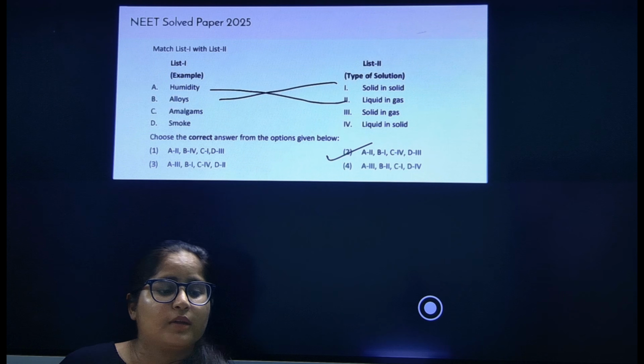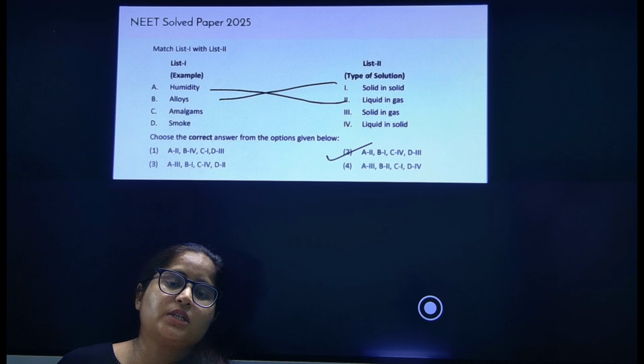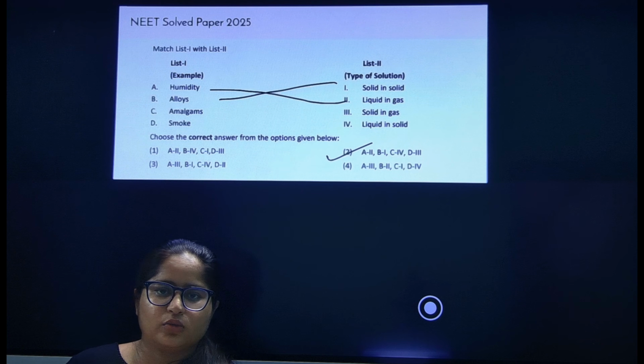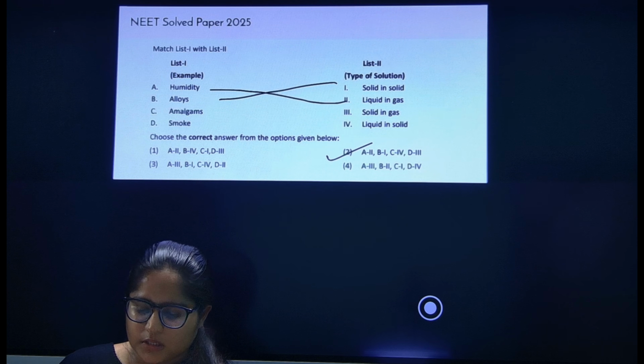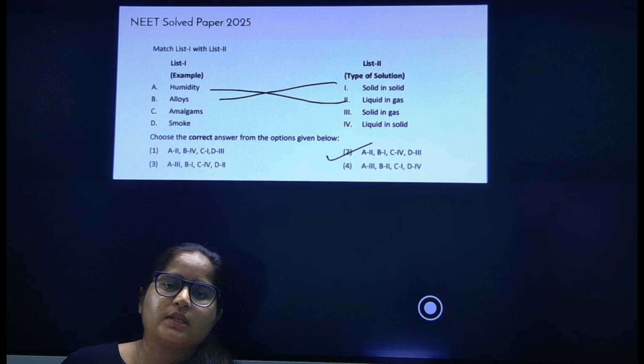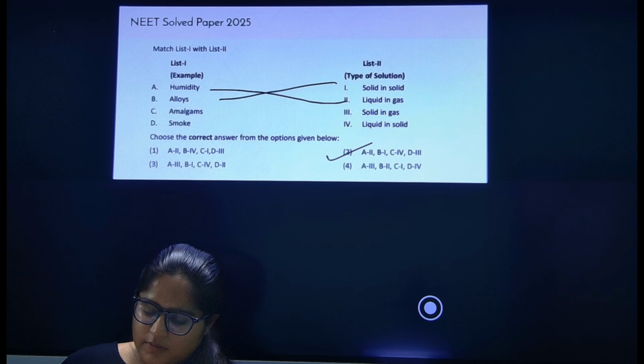I will tell you, whenever you get a match the column, don't solve all the questions and waste your time in NEET and JEE exams, right? Especially in JEE Advanced, they ask so many match the columns. And nowadays in NEET also, they are increasing the number of match the column questions, like you can see in 25 itself they have asked. So do not solve all the questions and then look for the option. Solve one by one, check and eliminate. Clear? Okay.